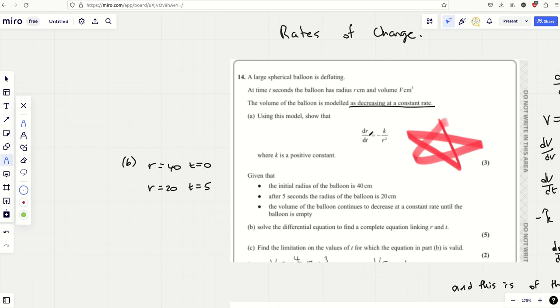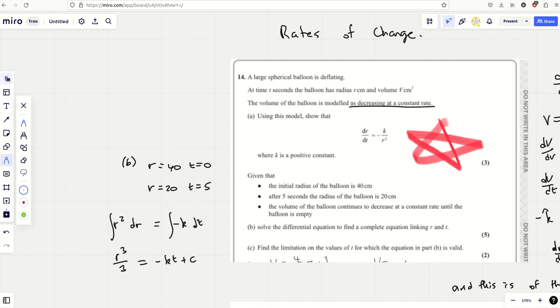We're going to put the r squared with the dr and the dt on the other side. So I'm going to have r squared dr equals minus k dt, and I'm going to integrate both sides. When I integrate the r squared, I get r cubed over 3. When I integrate minus k with respect to t, I get minus kt plus c.